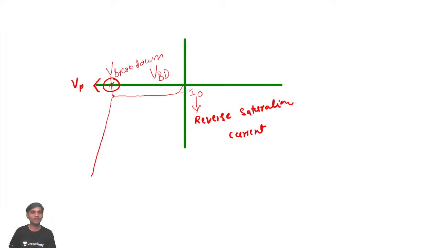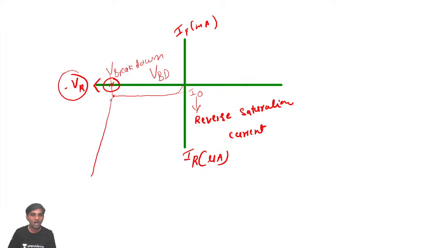This is going to be VR, the reverse voltage, and this is going to be IR, the reverse current, which will be in microamperes. And this is going to be in milliamperes, the forward current is going to be in milliamperes. This is a voltage. I can write minus VR also.